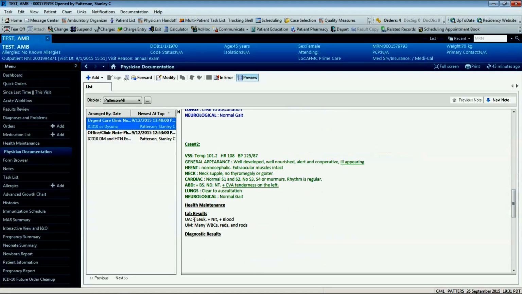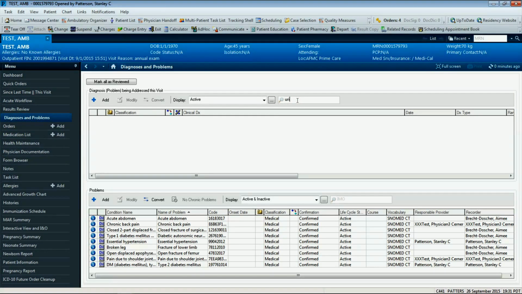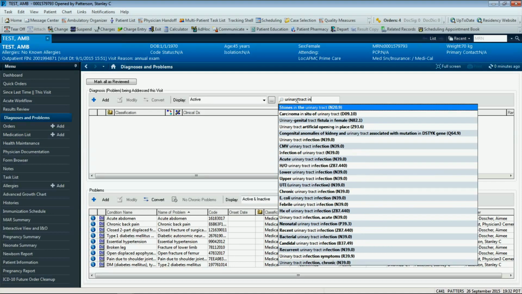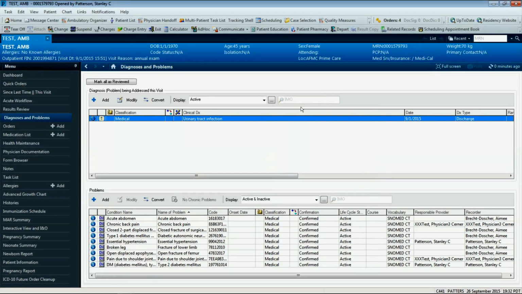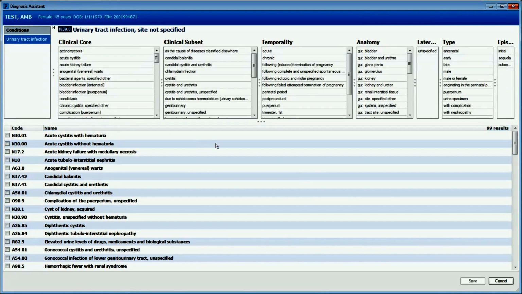On labs, you notice that there are positive leukocytes, nitrates, and blood. There are also many white blood cells, red blood cells, and rods. Okay. So most of us would think, oh, no-brainer. This is a urinary tract infection. So if you type in urinary tract infection and you hit your diagnosis assistant, you'll get this assistant to try to find the specific diagnosis. Okay.